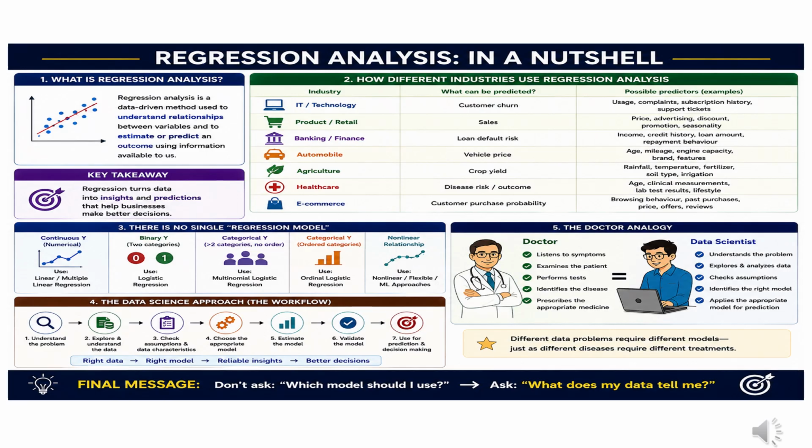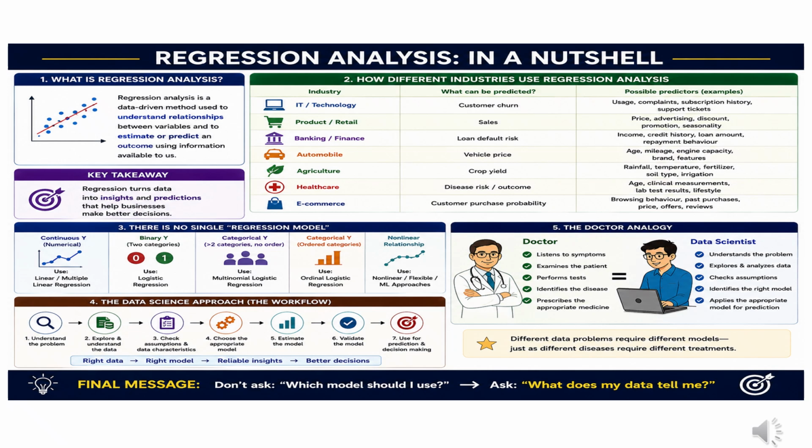So, let us now summarize what we have learned about regression analysis. In very simple terms, regression analysis is a data-driven approach that helps us understand relationships between variables and estimate or predict an outcome using information available to us. And this is not something used only in statistics classrooms. Regression is used across almost every industry.